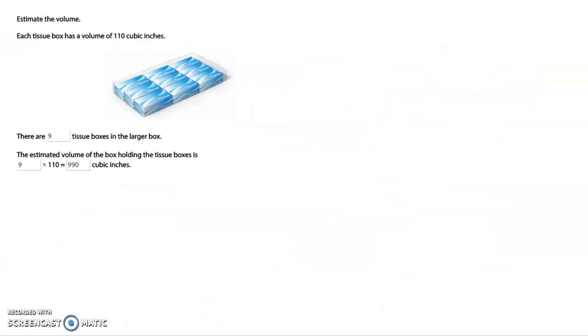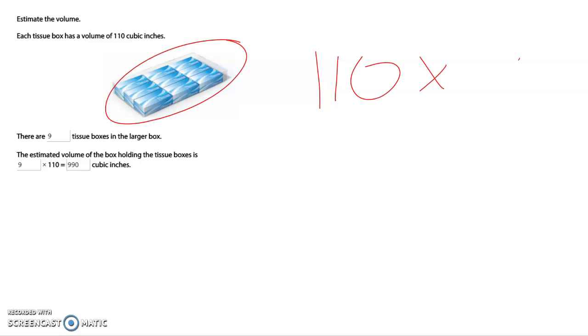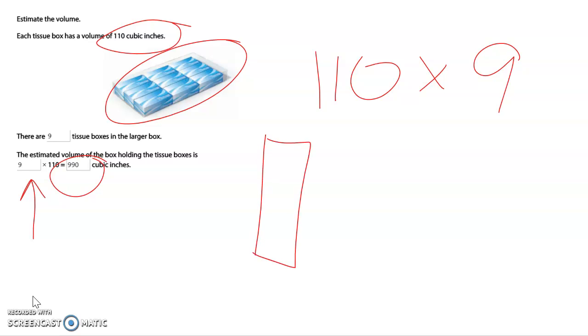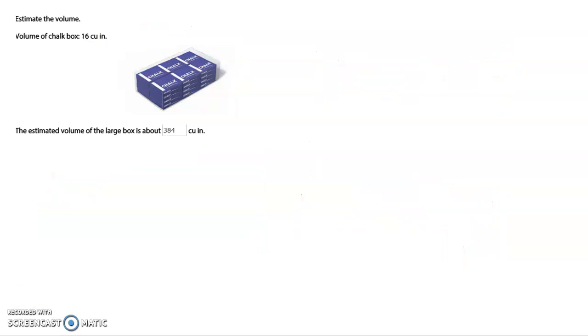Moving on to our next slide. Here, we are multiplying the cubic units of the tissue box. So a tissue box is 110 cubic inches, and we see here that there are 9 tissue boxes. So the estimated volume of each box is 9 times 110, giving us 990. And that's what you're going to be doing a lot of today, 5th grade. You're going to be taking the volume of the individual thing multiplied by how many there are.